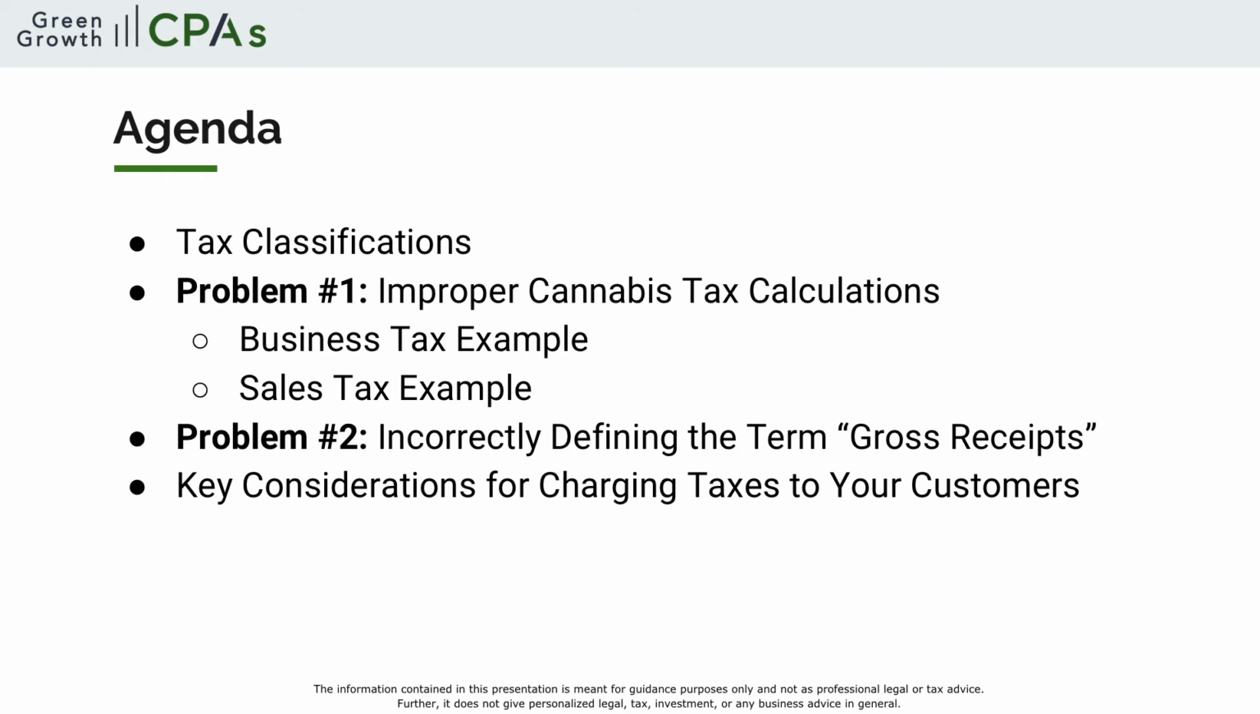So first, I'm going to cover some tax classifications, introducing and understanding what a business versus a consumer tax is. And then we'll cover the two problems. So problem number one is improper cannabis tax calculations. We'll go over two examples, one with a business tax example and then a sales tax example. And then we'll tackle problem number two, incorrectly defining the term gross receipts. And finally, we'll review some key considerations for charging taxes to your customers.